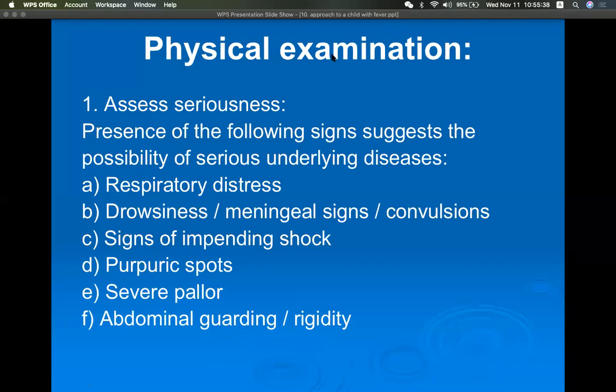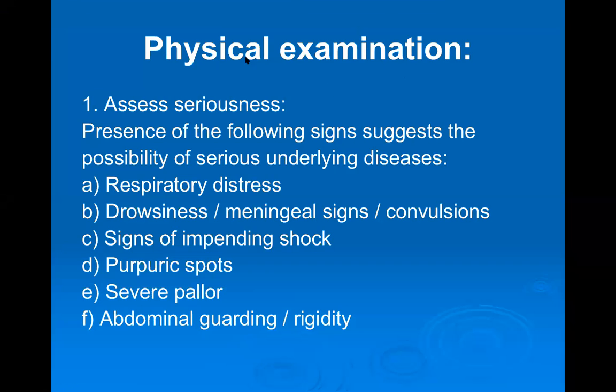Now, after completing the history, you have to make a historical diagnosis. Many of the time you can make one or you can make a few, but that may not be the final diagnosis. It should be supported by your physical examination. Now, what are the physical examination findings? We should check in case of a child with fever. The first thing is assess the seriousness. Assess the seriousness of the fever. See here, just have a look here.